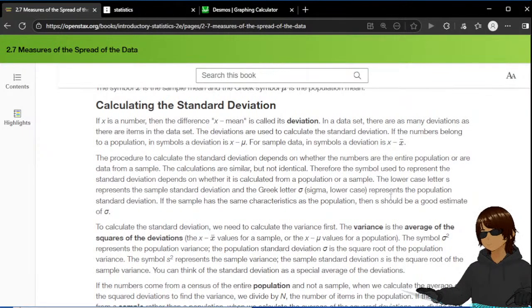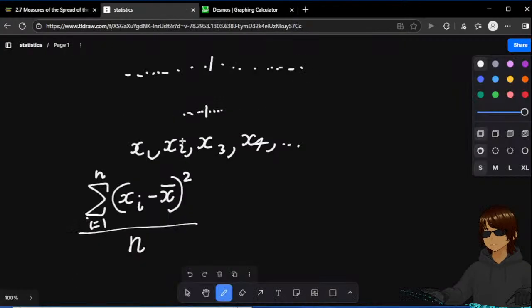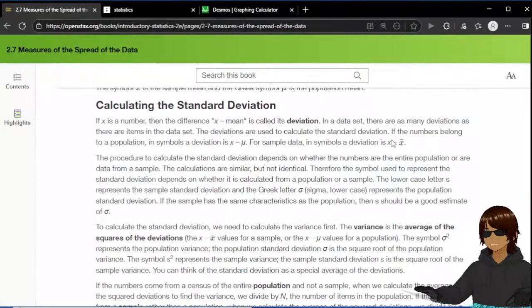If x is a number, then the difference x minus the mean is called its deviation. In a data set, there are as many deviations as there are items in the data set. The deviations are used to calculate the standard deviation. If the numbers belong to a population, in symbols, a deviation is x minus mu. The sample data deviation is x minus x bar.